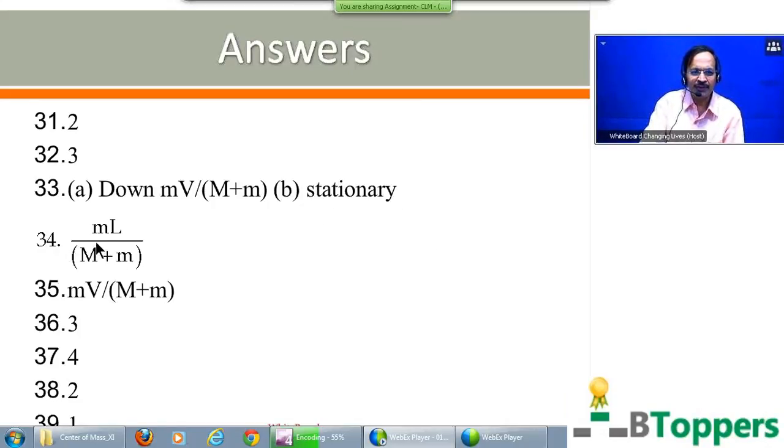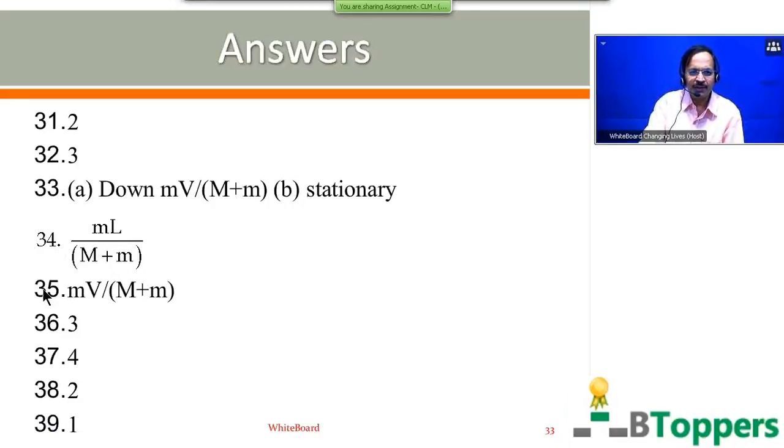For 34th question, answer is small m into capital L by capital M plus small m. For question number 35, answer is small m into capital V divided by capital M plus small m. For question number 36, third option is answer. For question number 37, fourth option is answer. For question number 38, second option is answer. For question number 39, first option is the answer.